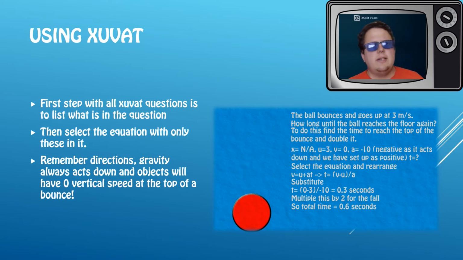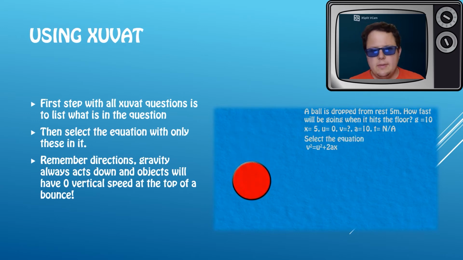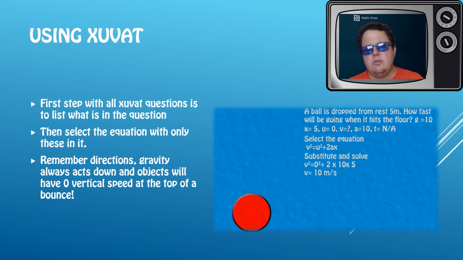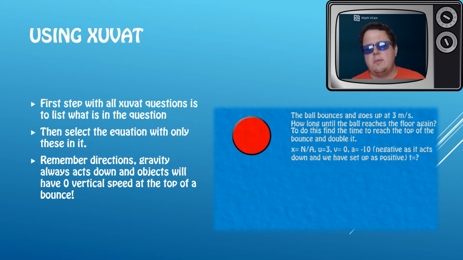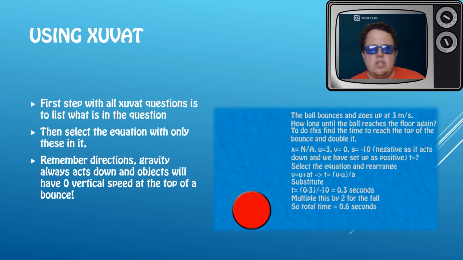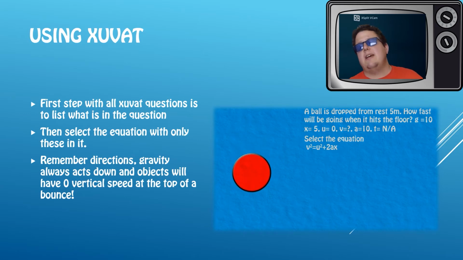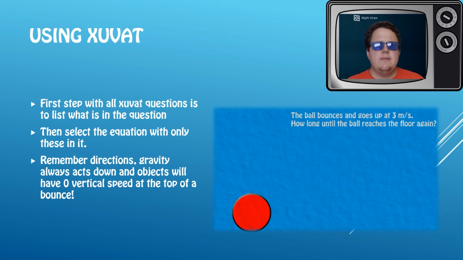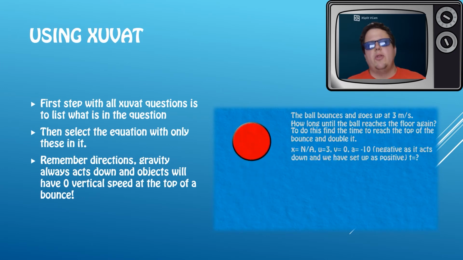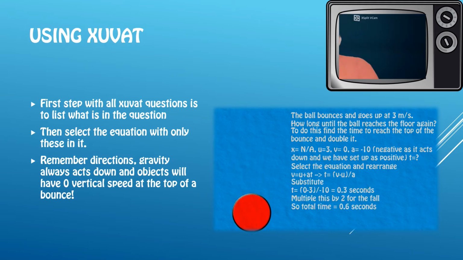Now, the only thing that can trip you up here is directions. You have to remember gravity will always act down, and objects always have 0 vertical speed at the top of the bounce. So if we're talking about a ball bouncing up and it goes up at 3 meters per second, we know that the initial speed is 3, but the final speed is 0. And if the speed going up is 3, then we need to make sure we use -10 for the acceleration. It doesn't matter which way you set as positive and negative as long as you are consistent with it. All the things going in the positive direction are positive, and all the things going in the negative direction are negative.